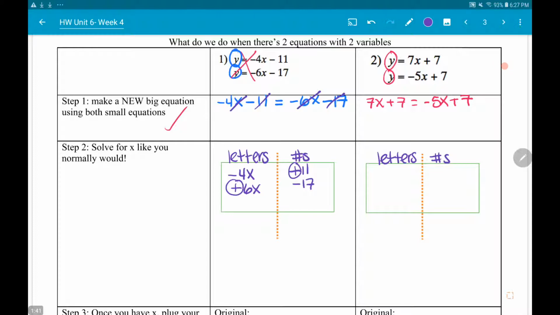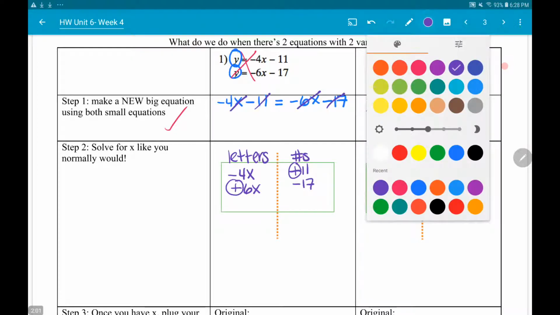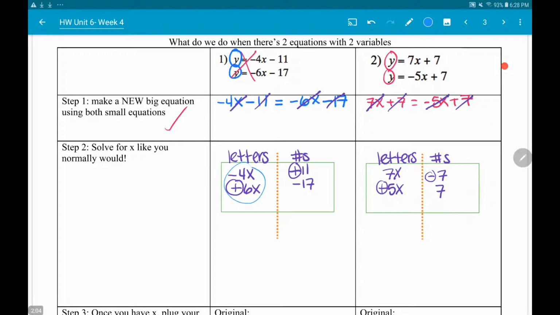All right, what about for equation 2? Okay, so you should have this. And this. All right, now we simplify. And last step is to divide.